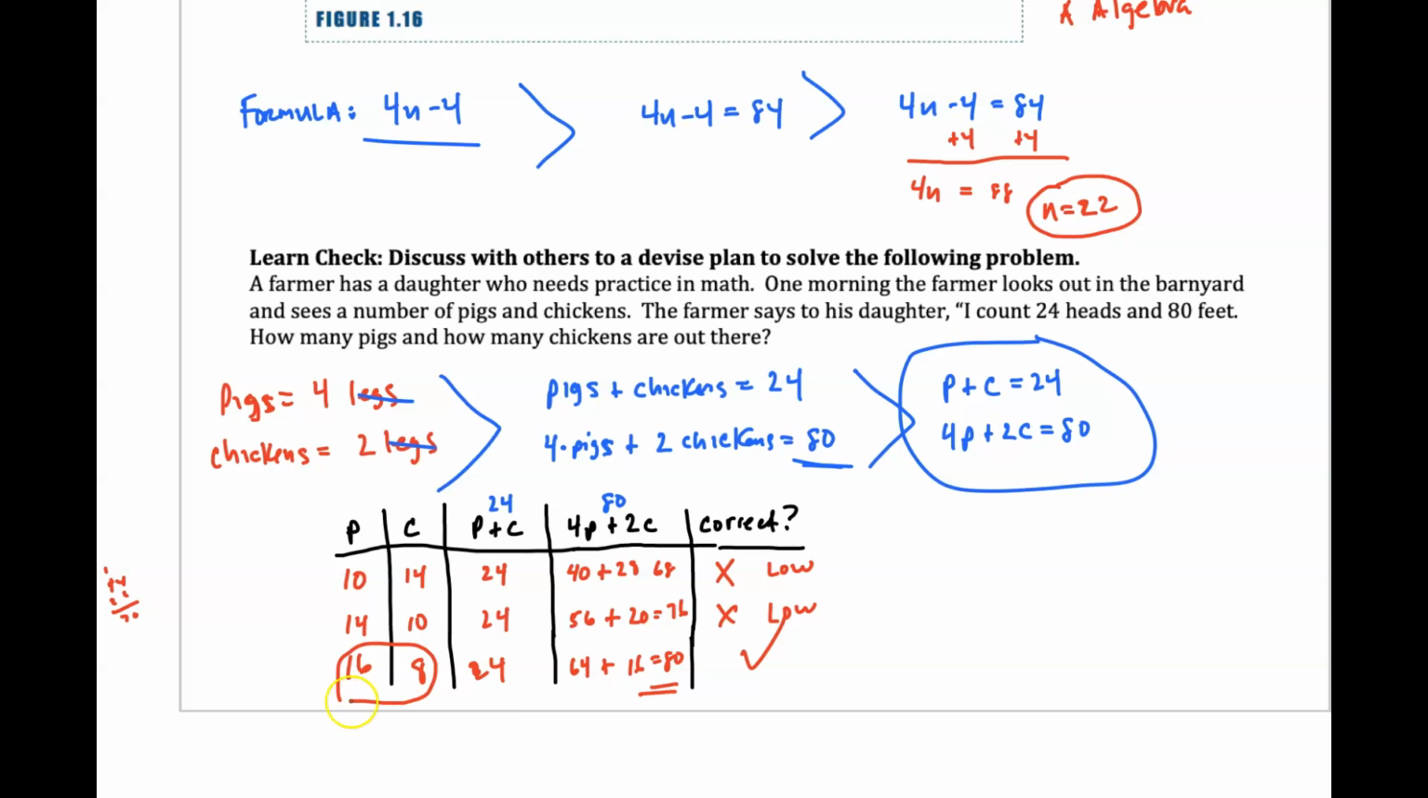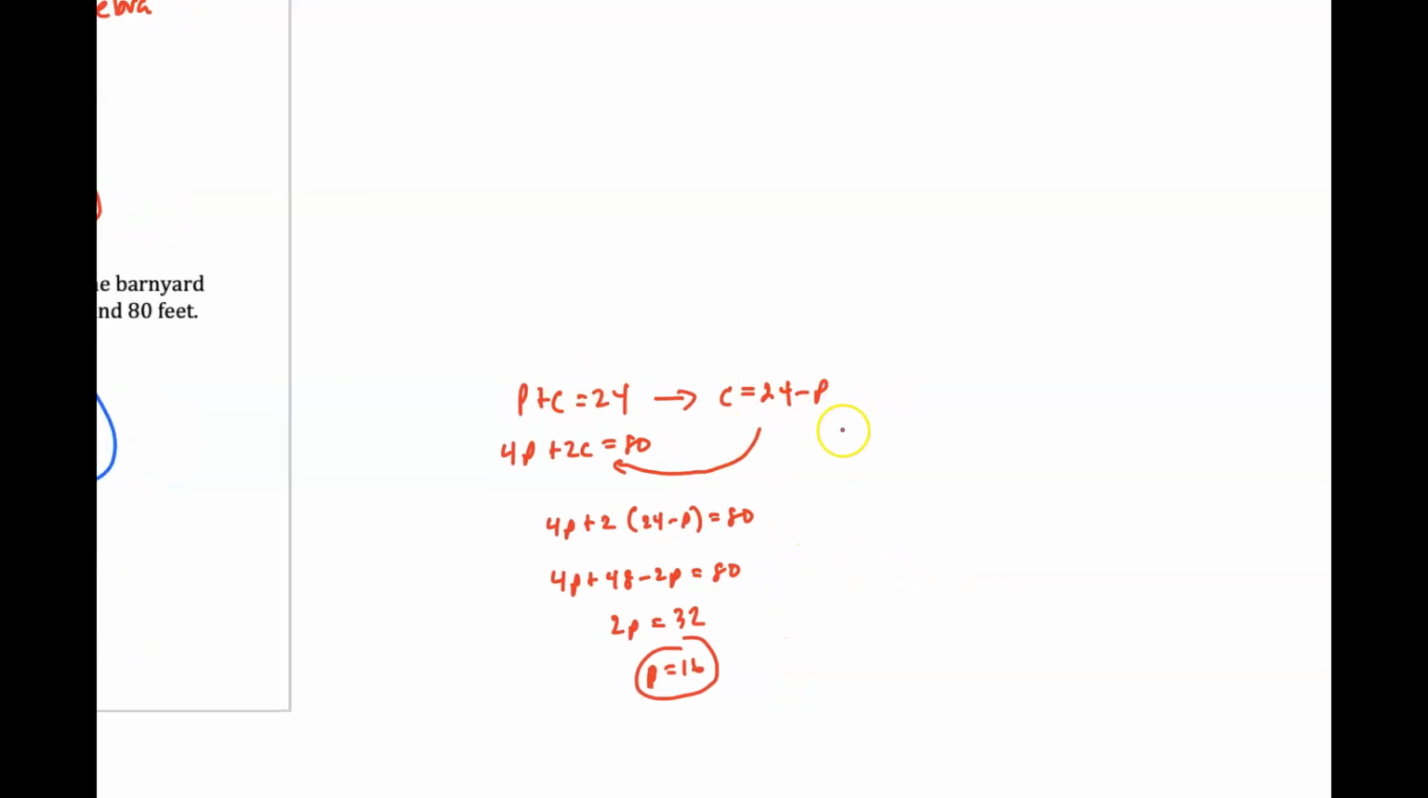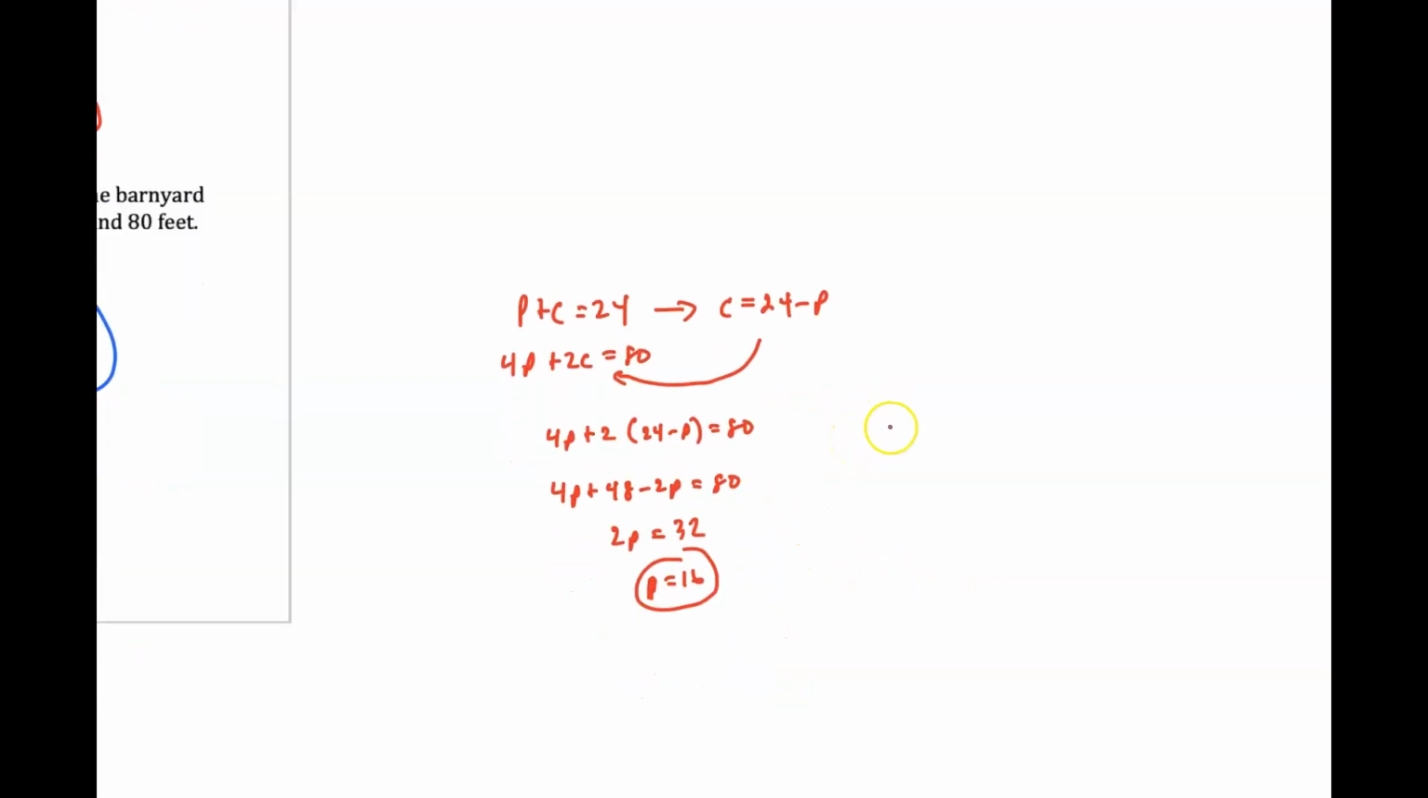For those of you who like algebra and see this as a system of equations right here, you can solve that algebraically if you're feeling good with your algebra skills. This is a system of equations, and I have the solution here already solved. You can see I used a substitution method. You can pause and take a look at that.